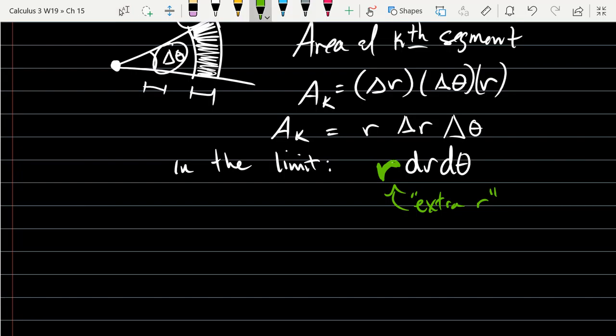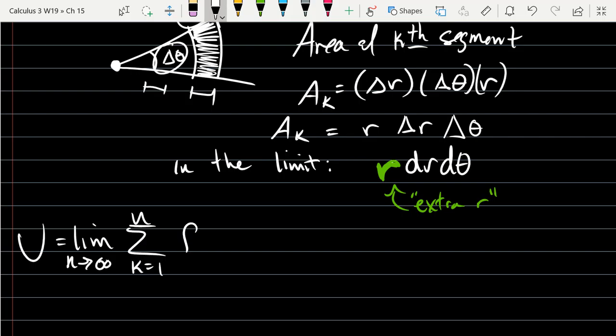So we're ready to write down the volume. I'll just write it in with the limit. As n approaches infinity, summation k equals 1 to n. Our function of r and theta, so it'll be f of r_k, theta_k, times r_k, delta r, delta theta.